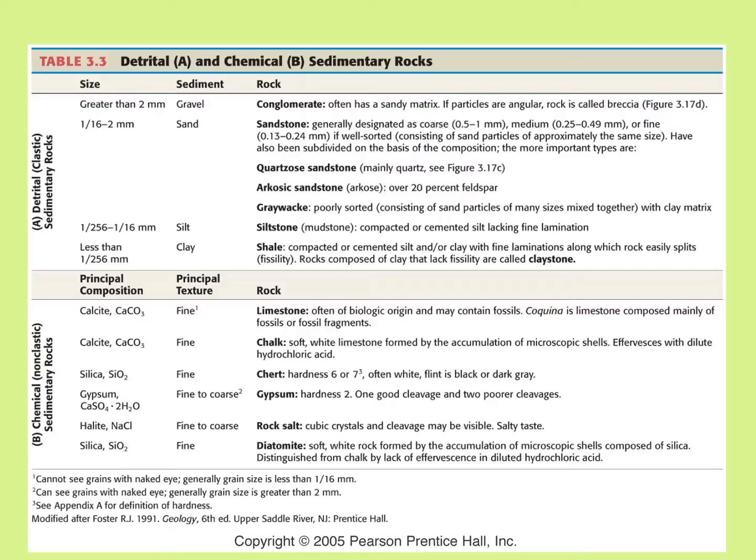An arkosic sandstone, which means that it's over 20% feldspar, would have a very pink look to it, characteristic of feldspar. Graywacke, siltstone, and shales are other examples of detrital sedimentary rocks. Chemically deposited sedimentary rocks include limestone, which is one of the basic building blocks of cement, chalk, chert, gypsum, rock salt, and diatomite.